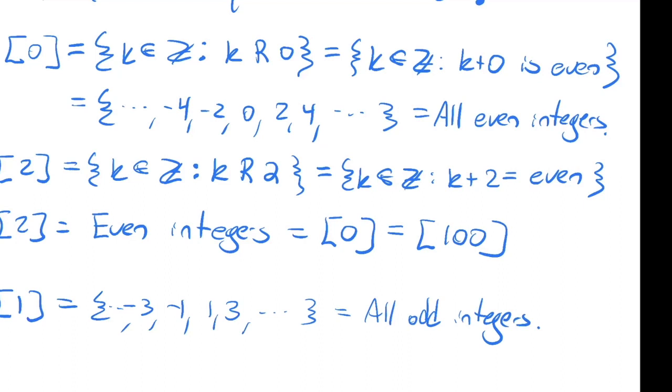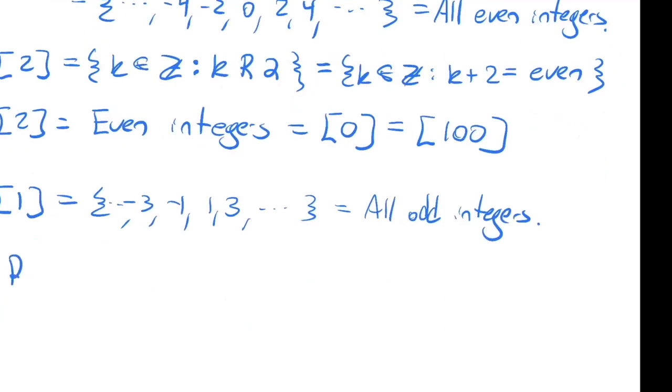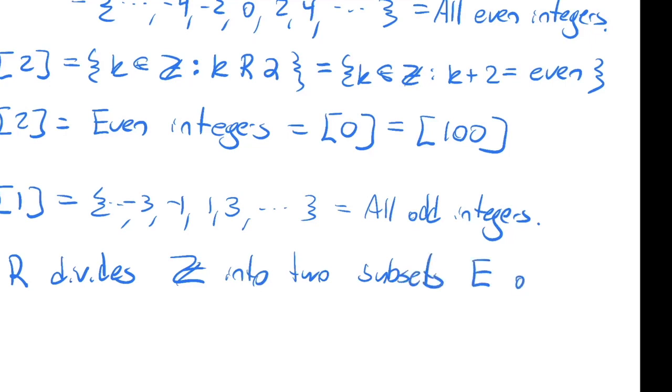So this equivalence relation, two integers are related if their sum is even, divides the integers up into two equivalence classes. One of them is all of the even integers, one of them is all of the odd integers, which are the even and the odd integers. We already checked when we were talking about partitions that this is a partition of the integers.